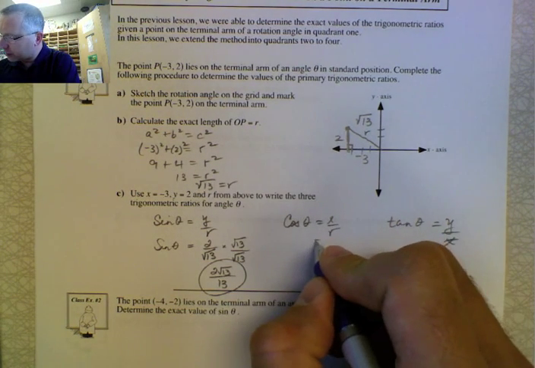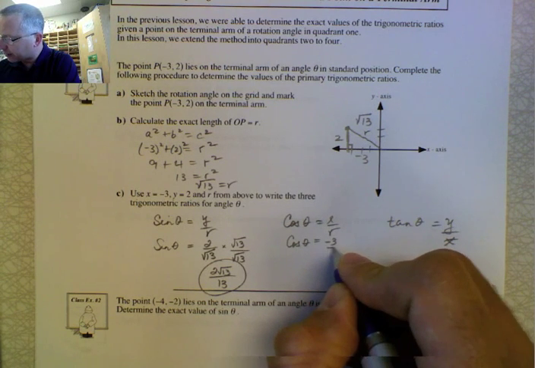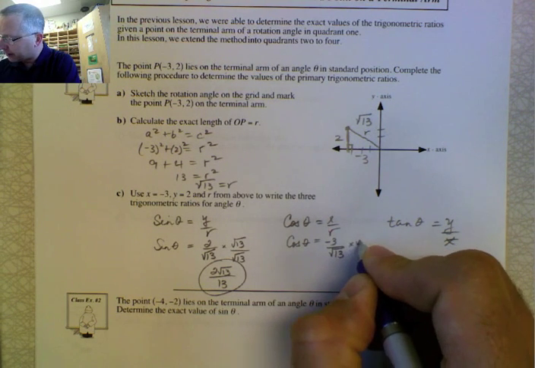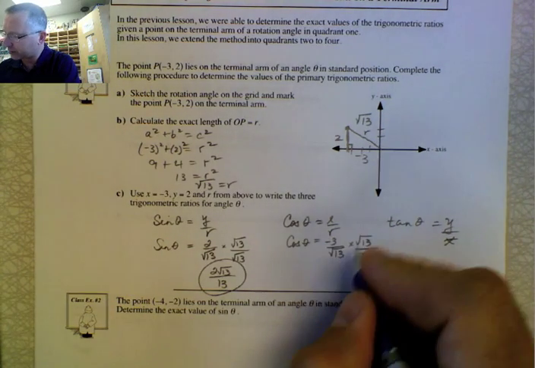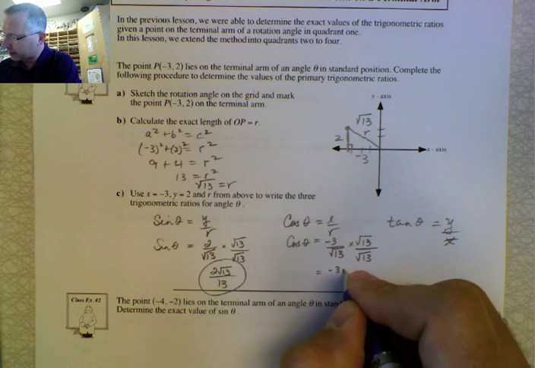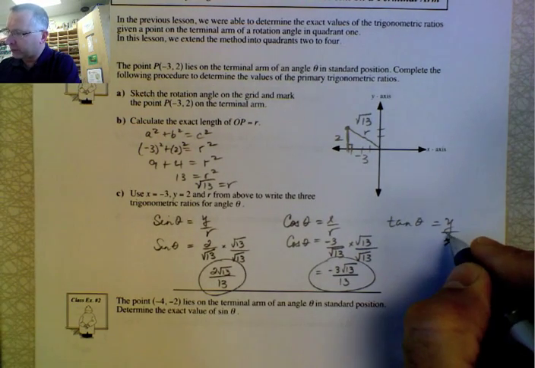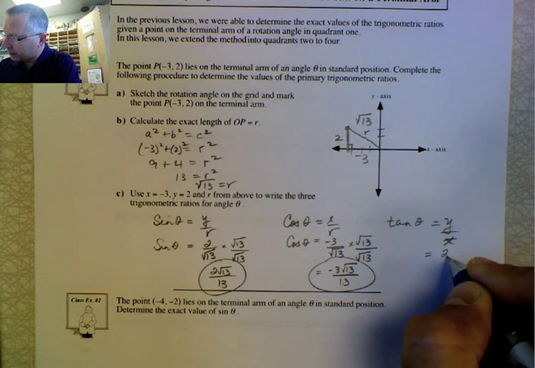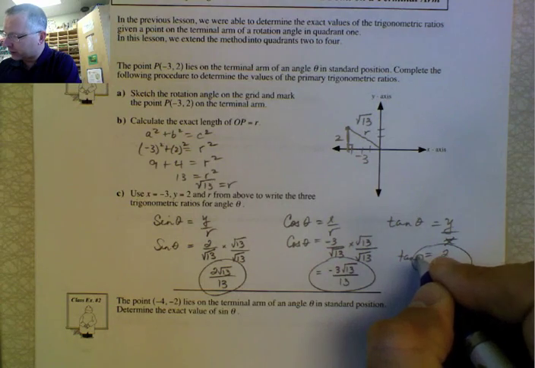X over r is going to give us, for cosine, -3 over root 13. And again, we need to multiply by root 13 over root 13 to rationalize the denominator. So we get -3 root 13 over 13. And if we do y over x, we get 2 over -3, or -2/3 for tangent in this case.